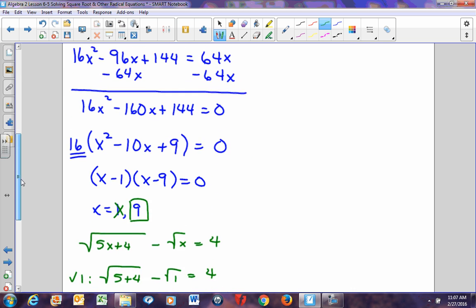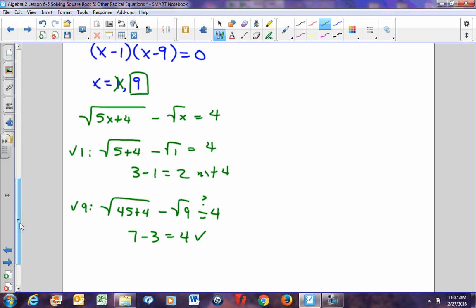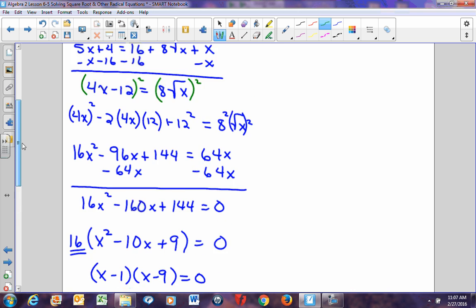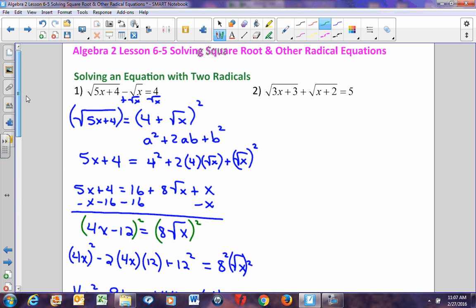Lots of paper. I expect to see the same thing. All right, I better see all this lovely work when you do your problems.